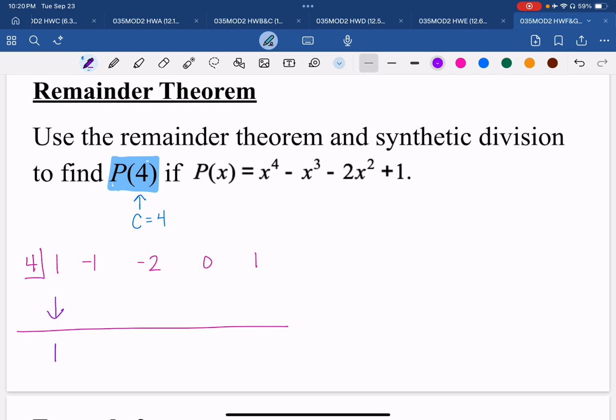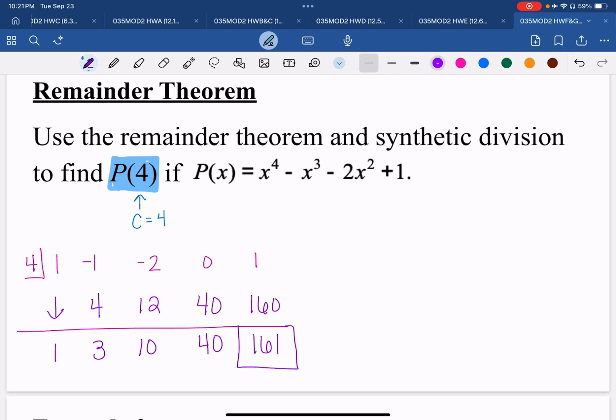Drop the 1. 1 times 4 is 4. Add those together, I get 3. Multiply 3 and 4, I get 12. Add those, I get 10. Multiply 10 and 4 is 40. Add 40 and 0 is still 40. 40 times 4 is 160. Add those, it's 161.